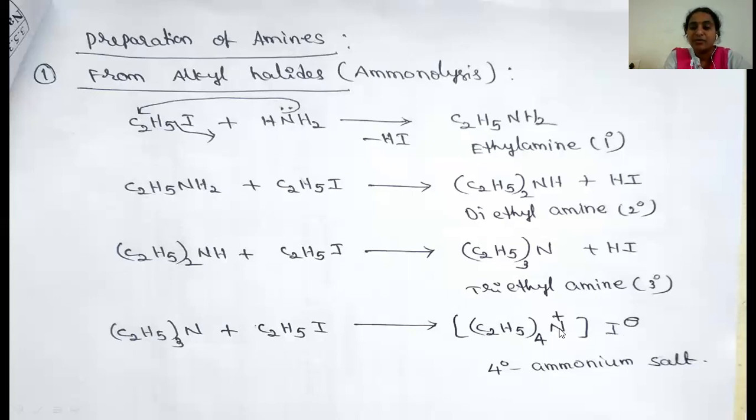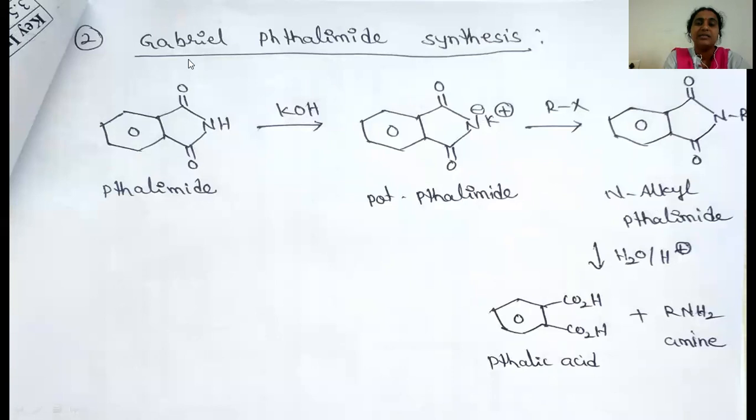Here, whenever nitrogen makes four bonds, then nitrogen will get the positive charge. So these are the preparations of primary, secondary, tertiary, and quaternary amines by using the alkyl halides. And the next preparation is Gabriel phthalimide synthesis.